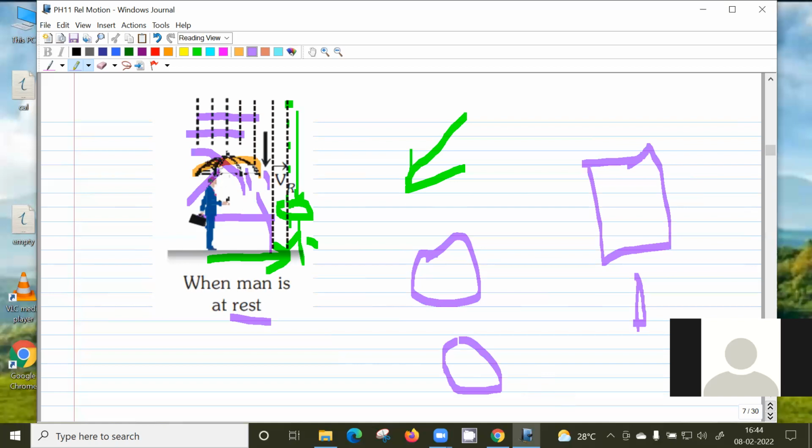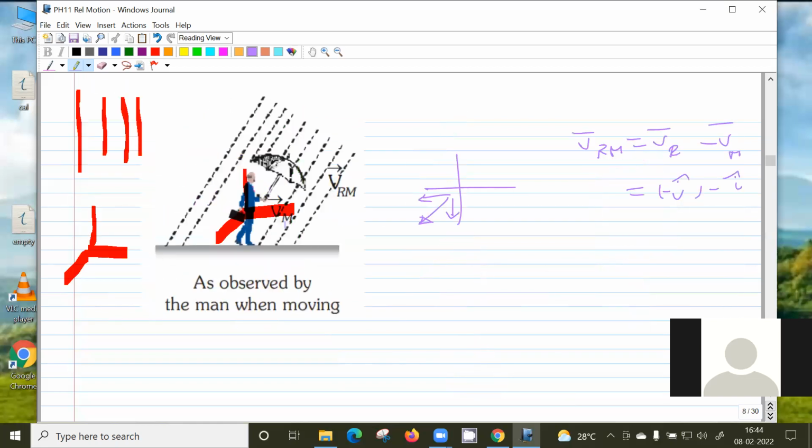Same reason: when the guy is walking, with respect to this man, the rain is traveling in this direction. So his umbrella should be in the same direction so that the maximum area is blocking the rain.